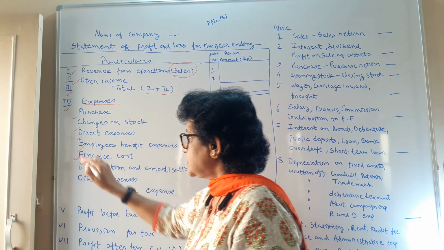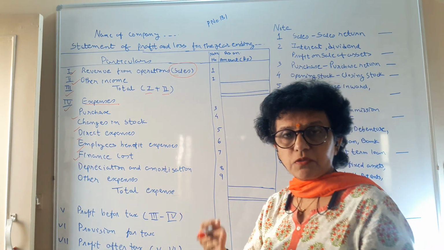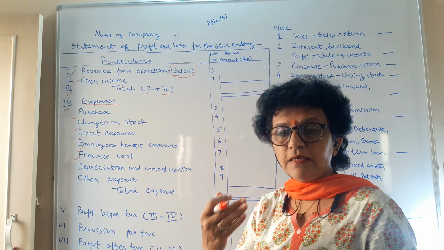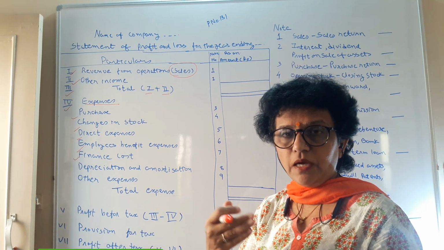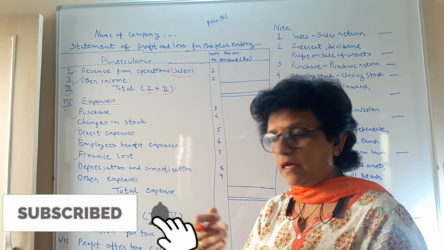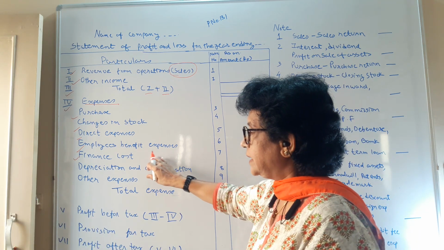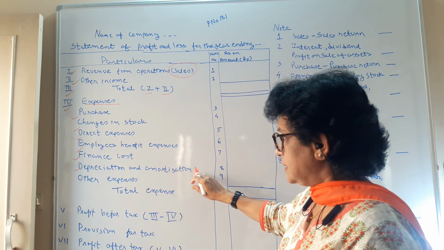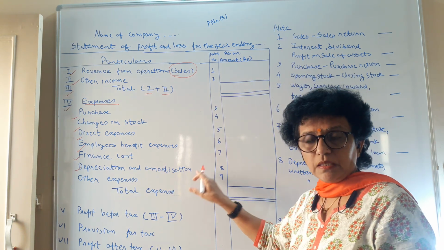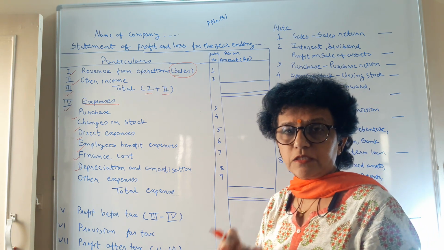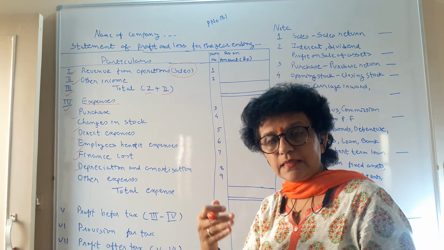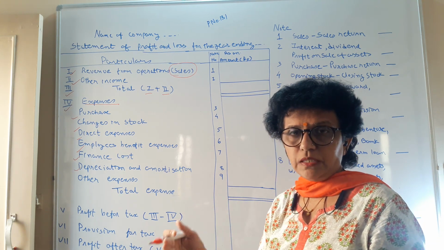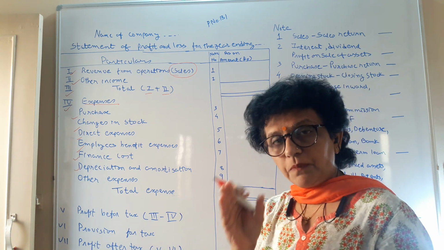Then you have the finance cost. During the year you have spent a lot of money towards financial nature and to acquire finance, like the interest expense, interest paid on overdraft, and that will be the finance cost. Depreciation is there and amortization. Here depreciation is the most important expense for the company. All the assets the company acquires, compulsorily the company has to depreciate those assets as per the Companies Act.